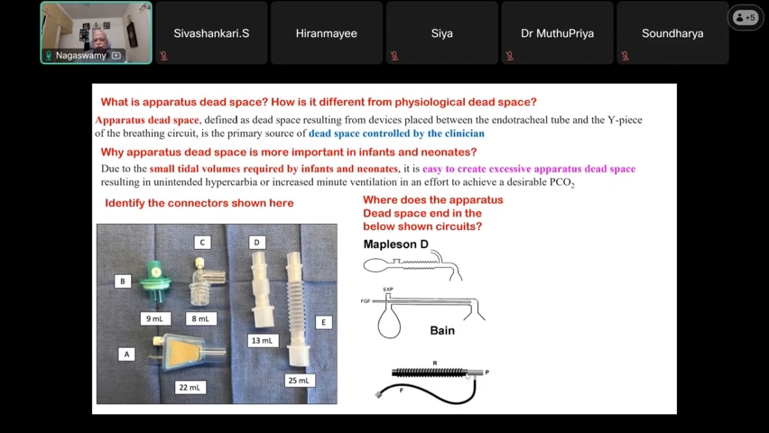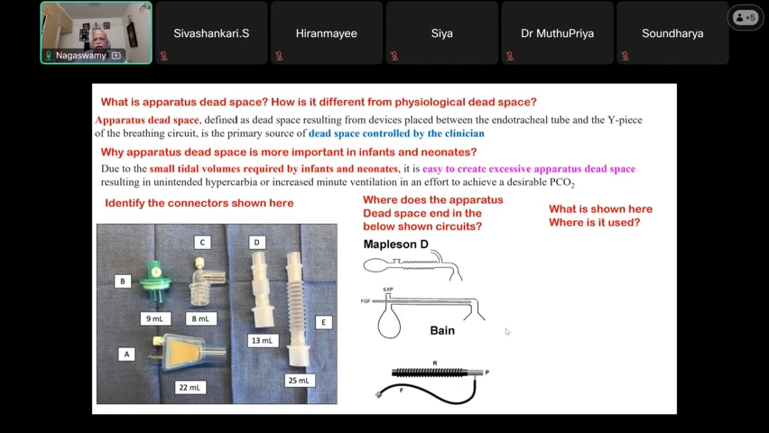So this is only the expiratory limb. And even though the expiratory limb is longer, the apparatus dead space will end because fresh gas flow is entering here. So only this portion is the dead space caused by the T piece. Very, very minimal dead space. That is one of the advantages that I thought about.